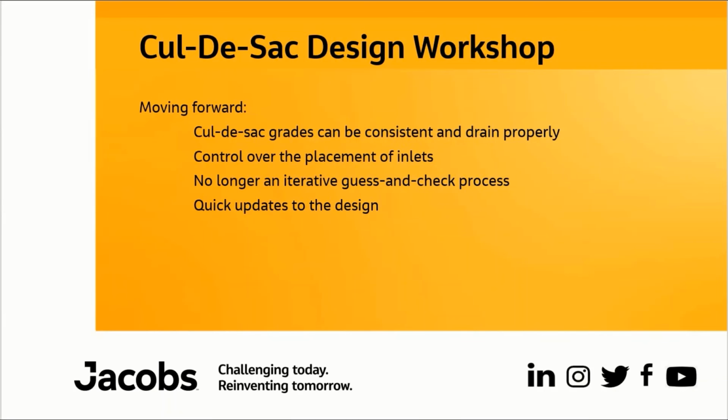Okay, so moving forward, you should be able to come up with a cul-de-sac design that is consistent in terms of the cross slope and that drains properly. You should also have better control over the placement of inlets now that you know you can direct water and target these specific features. You should no longer have to be going through minor adjustments, and making this an iterative process is no longer needed now that you know how to get to a specific design in a linear fashion. It's no longer a guess and check process. Updates should also be a lot quicker now that you know how to handle those.